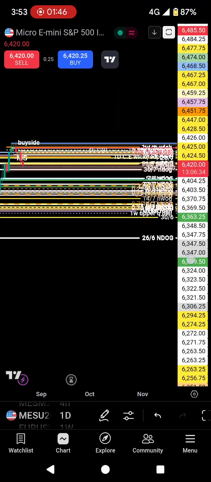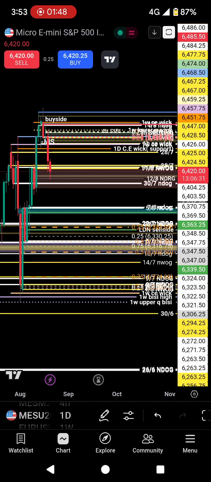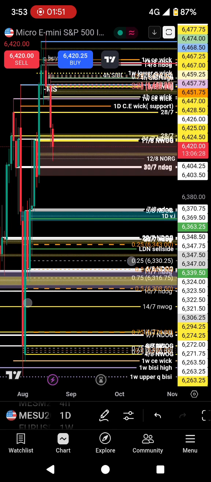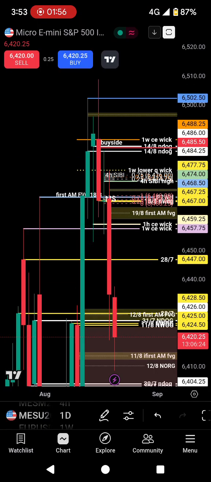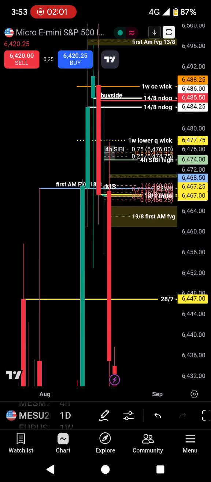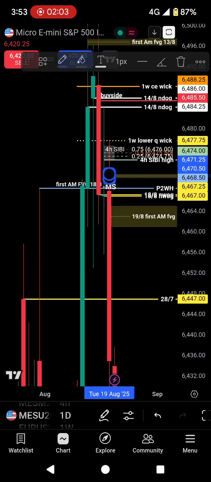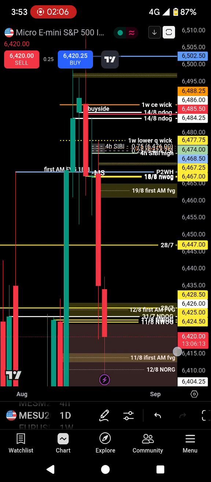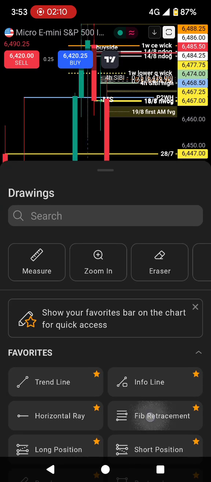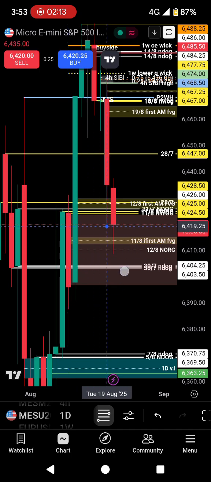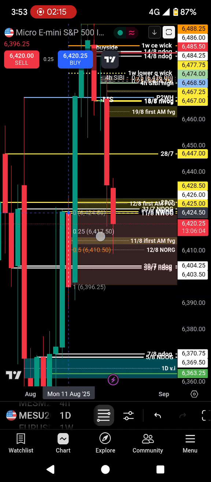Okay, so this is the daily chart. Okay, we traded through the fair value gap. Traded through this one as support. Not important already. Okay, so yeah, we traded through the fair value gap. This is an order block, so let's draw the order block. And we also reached the 12th of August new opening range gap. Okay, so the order block comes at 6410.5.